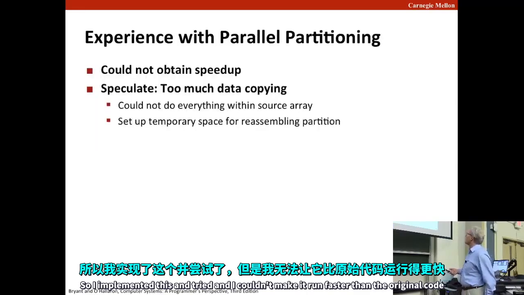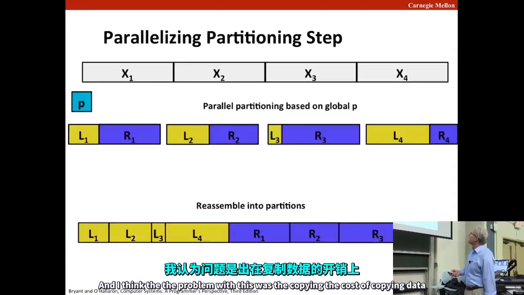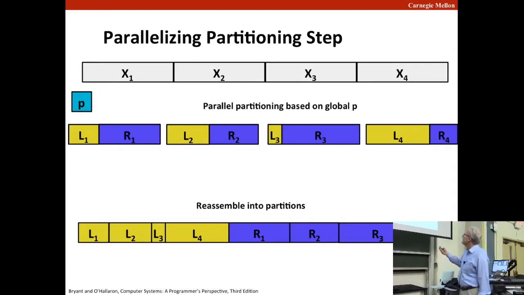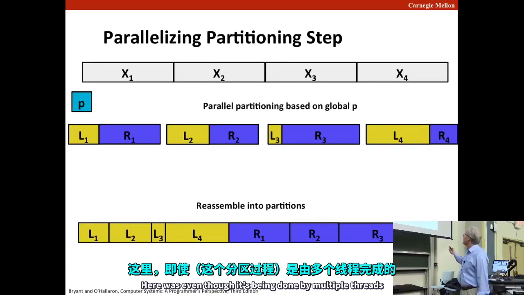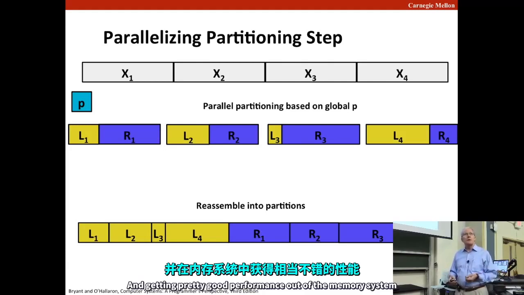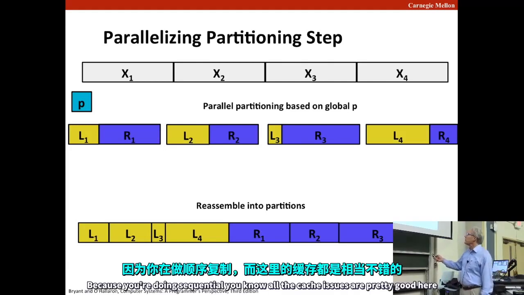So I implemented this and tried, and I couldn't make it run faster than the original code. And I think the problem with this was the copying. The cost of copying data here was, even though it's being done by multiple threads and getting pretty good performance out of the memory system because you're doing copying, all the cache issues are pretty good here.